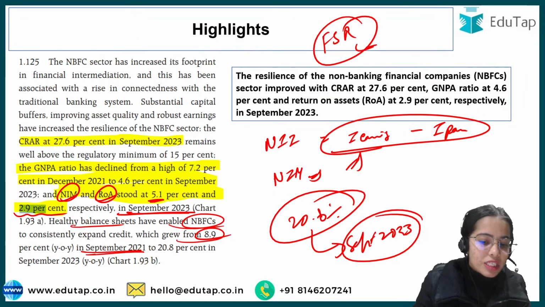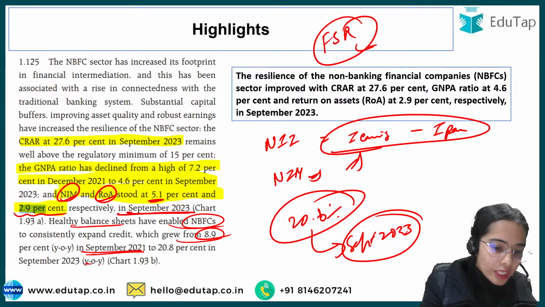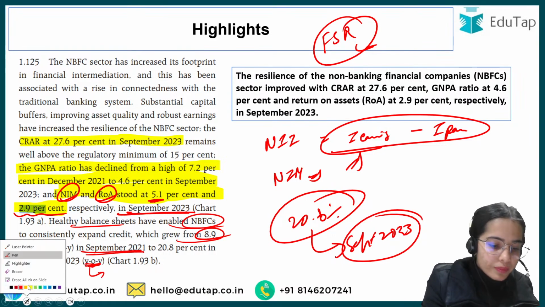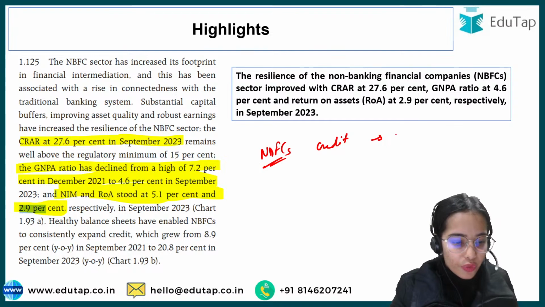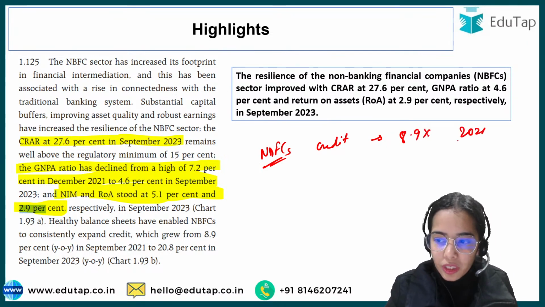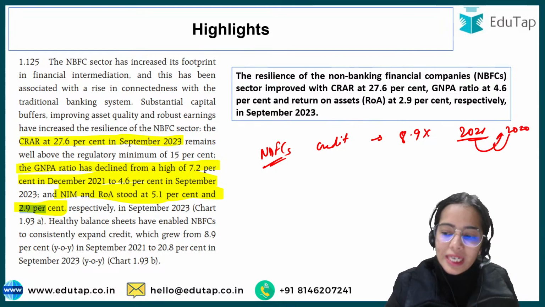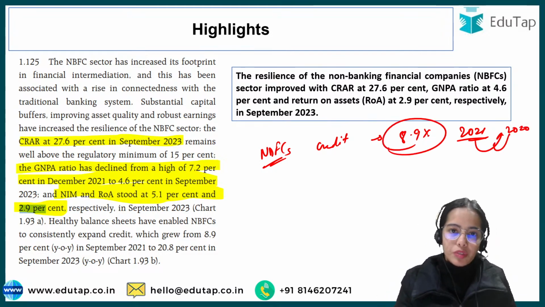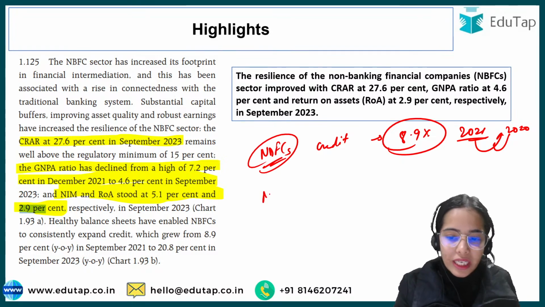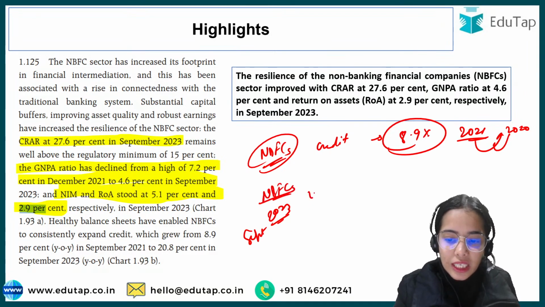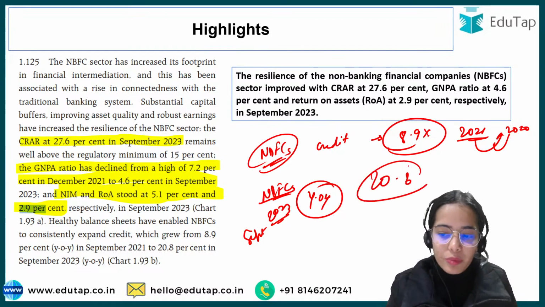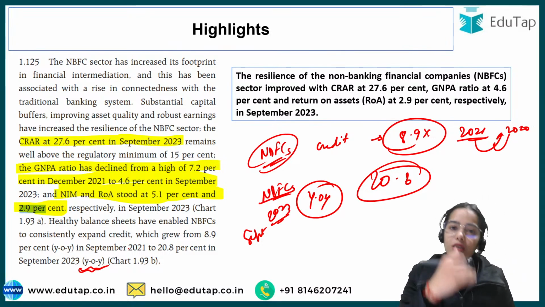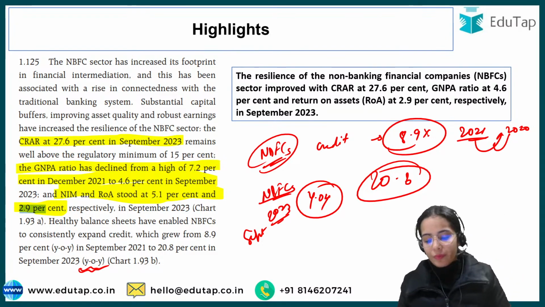No, their credit increase means from the past year. Year on year is written here. Year on year means that NBFC's credit grew from 8.9% in September 2021. That means from 2020 to 2021, NBFC's credit increased by 8.9%. But in September 2023, NBFC's credit has increased year on year. Year on year means that from the previous year, the credit of the NBFCs increased by 20.8%. So here year on year is written, that means from the previous year to now.